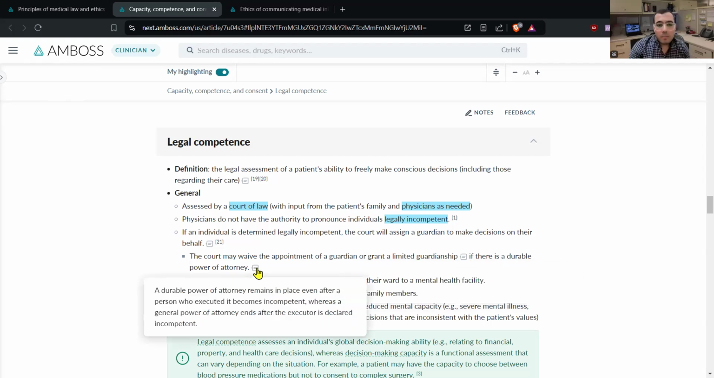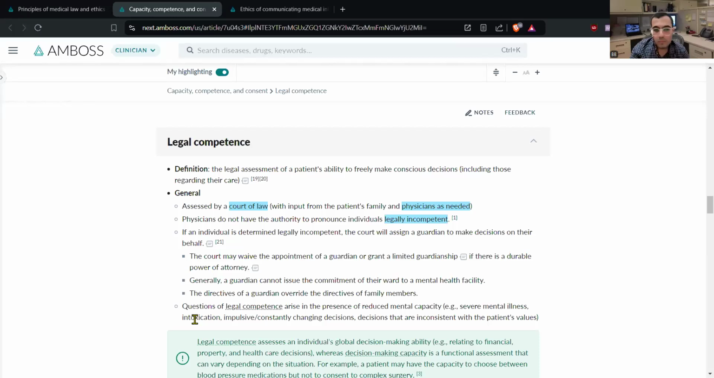A durable power of attorney remains in place even after the person who executed it becomes incompetent, whereas a general power of attorney ends after the executor is declared incompetent. As I told you, we have two powers of attorney, durable and general. The durable power of attorney, as the name implies, is durable, okay? So if the patient becomes incompetent, it remains in effect. But the general power of attorney ends after the executor is declared incompetent. Not important for the USMLE; the most important is the durable power of attorney. Okay, and this is your number one choice.